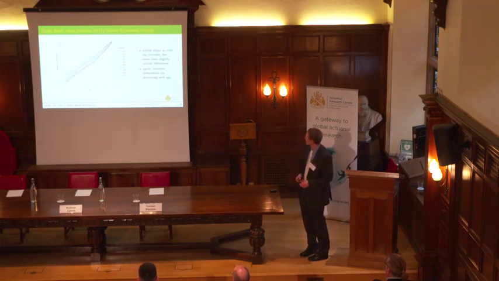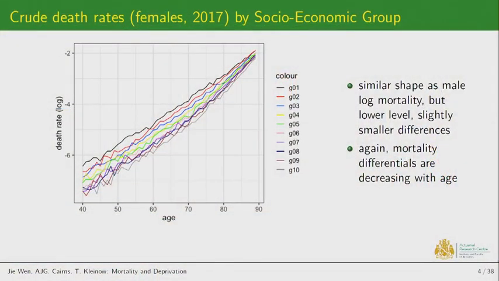Here's the same picture for females, roughly the same picture. Yeah, all curves have moved down a bit. Of course, women live longer than men, and therefore mortality rates are lower. But the differences are still very significant. Again, the differences get less with age. Okay. So what happens over time?